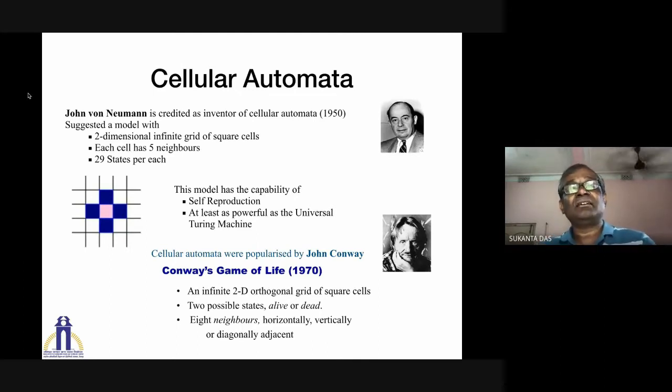In von Neumann's case, he considers 5 neighbors, including itself. Conway considered 9 neighbors, I mean, 8 neighbors means excluding itself. So 8 neighbors means these 4, and the other corner cells are also included: horizontally, vertically, diagonally adjacent cells. So a total of 9 neighbors were there. After the work of Conway, cellular automata became a very popular topic of research. Then many people from many fields joined this research.